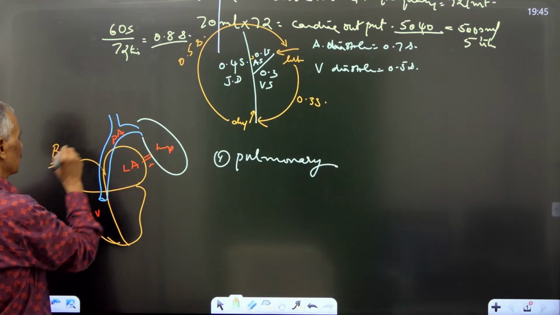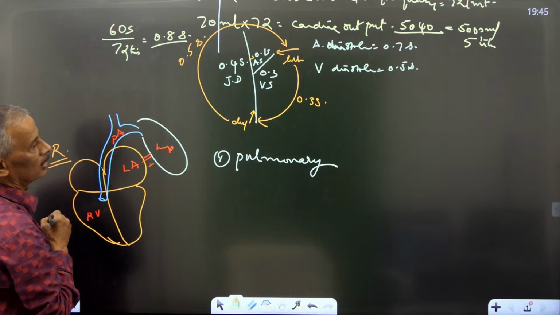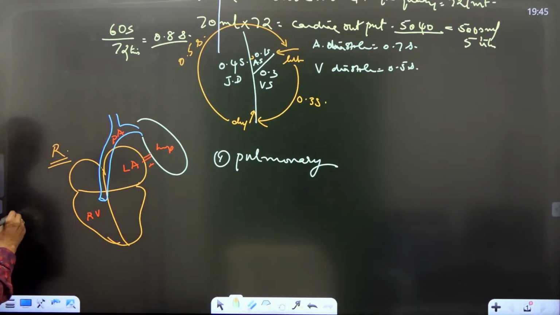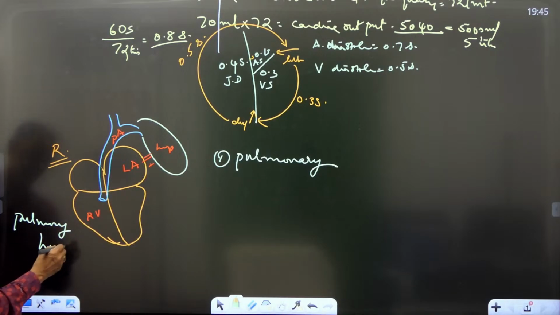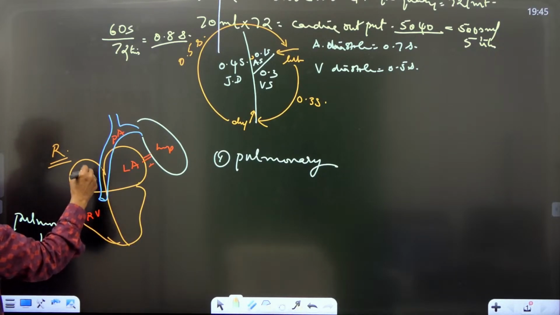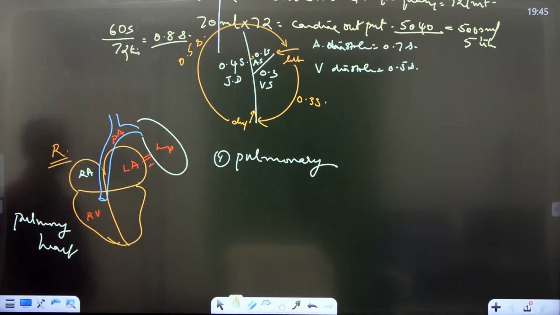That is why the right part, the right side of the heart, is called pulmonary heart. It includes right atria and right ventricle. It is pumping blood to the lungs.